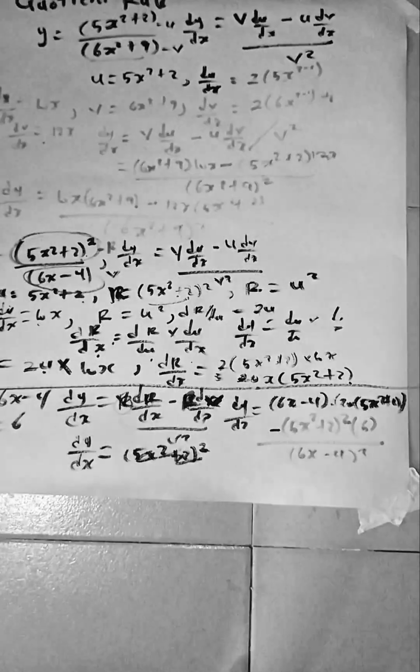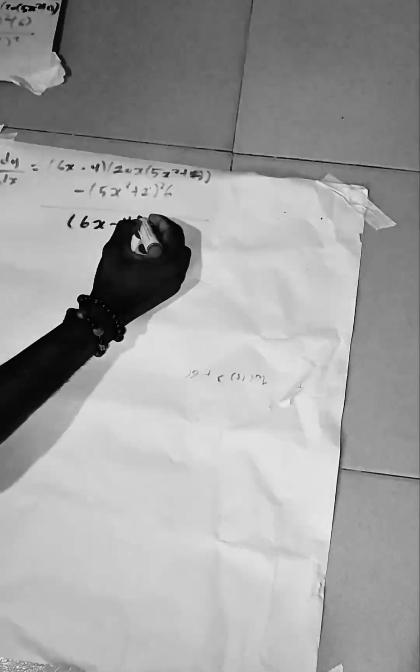Let me get more space. So our dy by dx from the last question is going to equal 6x minus 4 multiplied by 20x open bracket 5x squared plus 2, then minus 5x squared plus 2 all raised to the power 2 times 6, all divided by 6x minus 4 raised to the power 2.